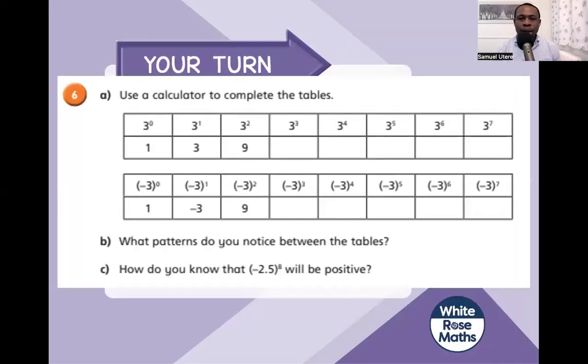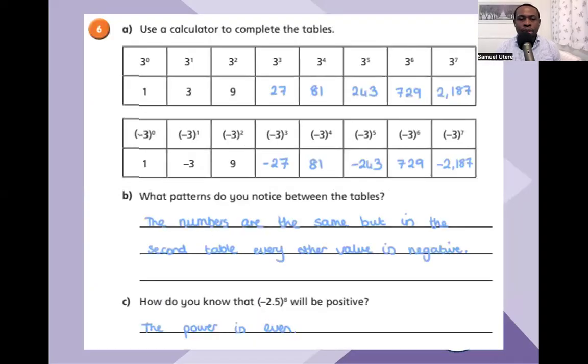Pause the video and answer question 6 in 2 minutes. Assuming you've paused the video and you've answered the questions, here are the answers. So you were asked to use a calculator to complete the tables. And then you were asked to write what patterns you notice between the values. The numbers are the same, but in the second table, every other value is negative.